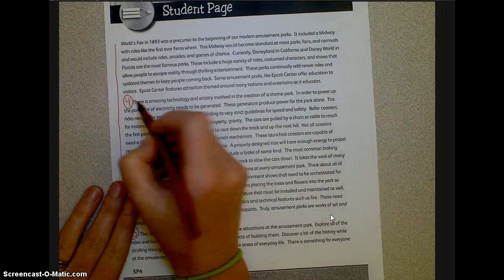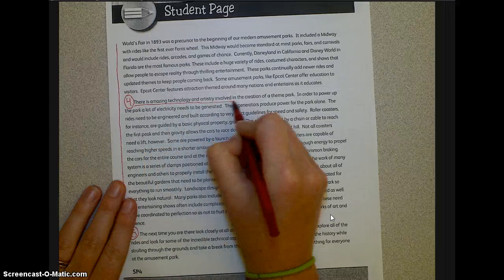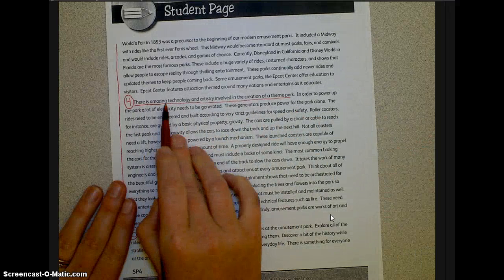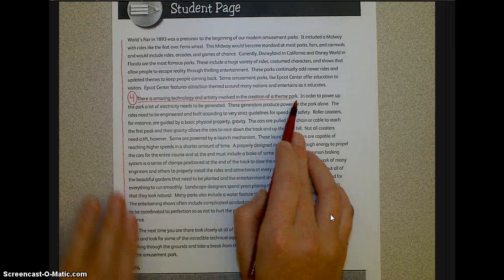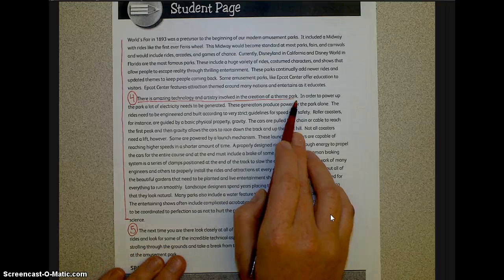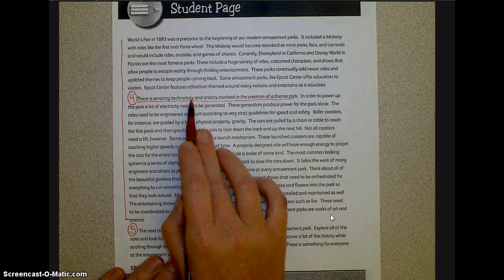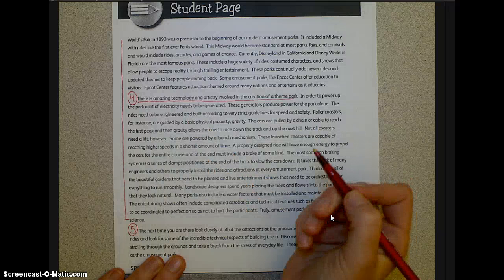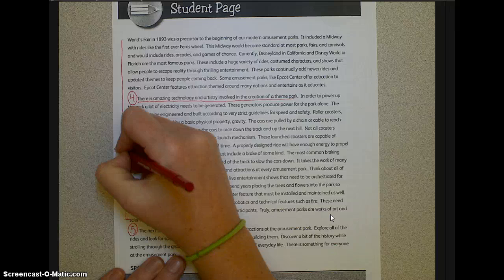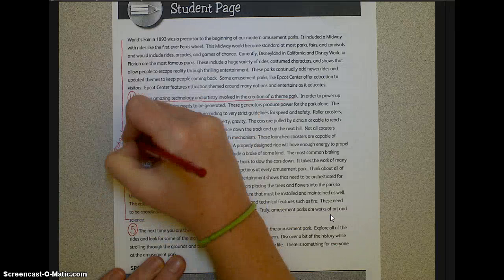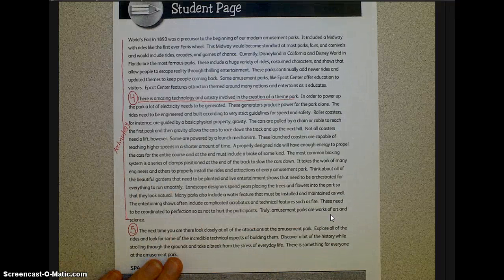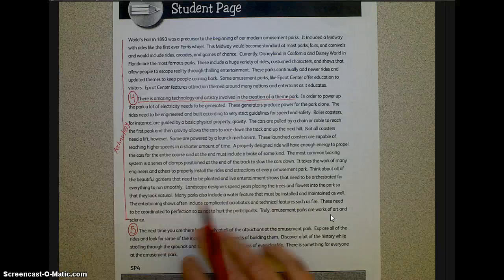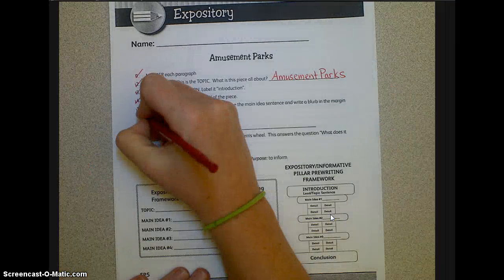Paragraph 4, again, same thing. The first sentence is my main idea. There is amazing technology and artistry involved in the creation of a theme park. Okay, so now I really see this word, technology. So I know that this paragraph is all about technology. That's my blurb, technology. So everyone's writing technology there. All right, let's go back to our checklist because we are done with number 5. Everyone go ahead and check off number 5.